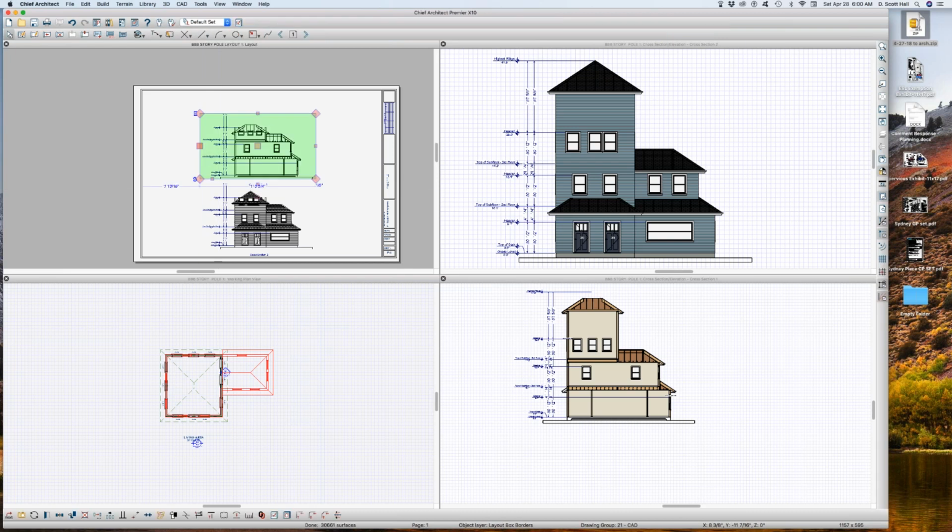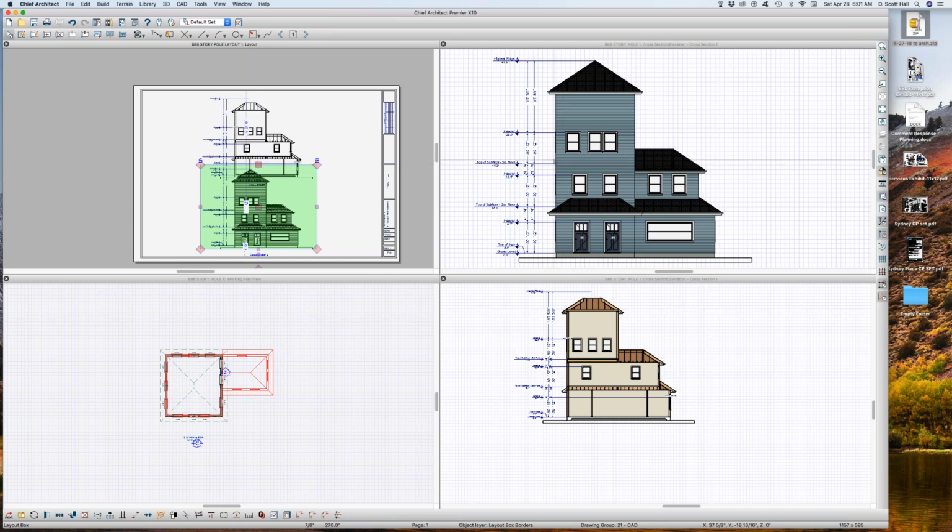Let's update the elevations. Okay, update all views. It's still updating. It takes a second to do it. I think it did it. That did it, and the dimensions are updated. Okay, the dimensions are updated. I was working on a project yesterday, and it didn't seem like my dimensions updated. But I think they did update.